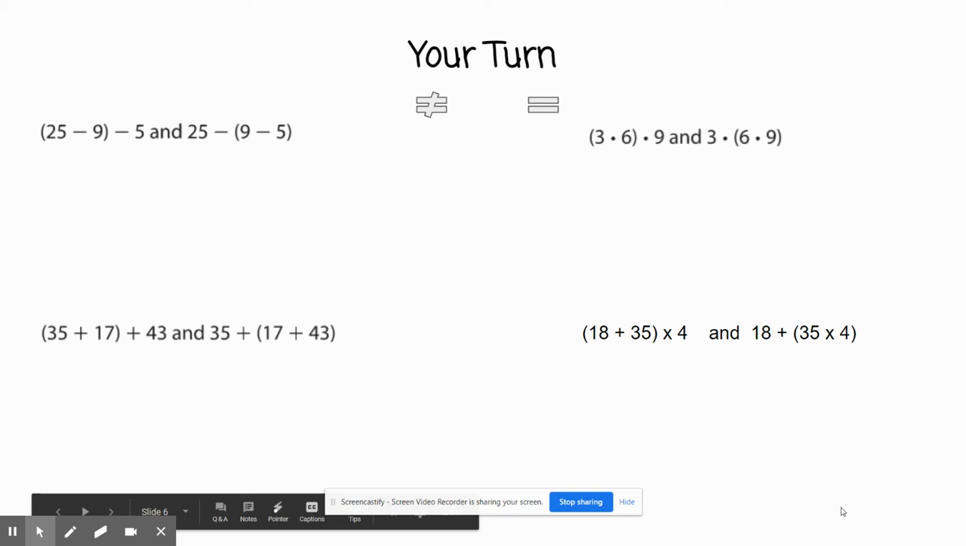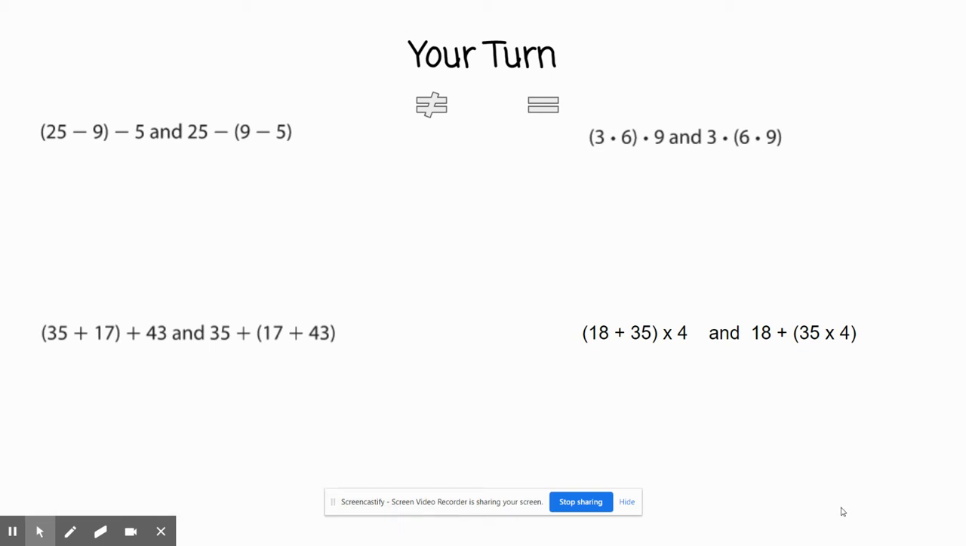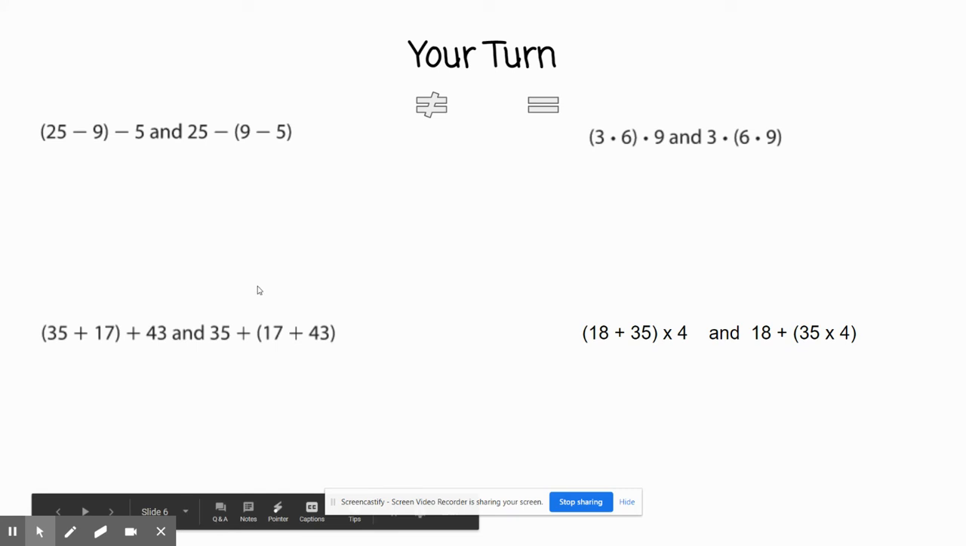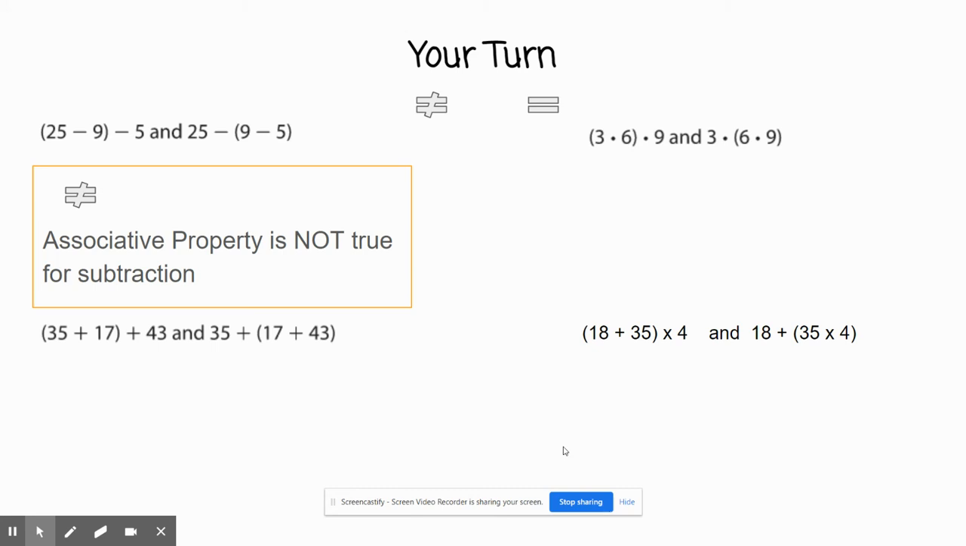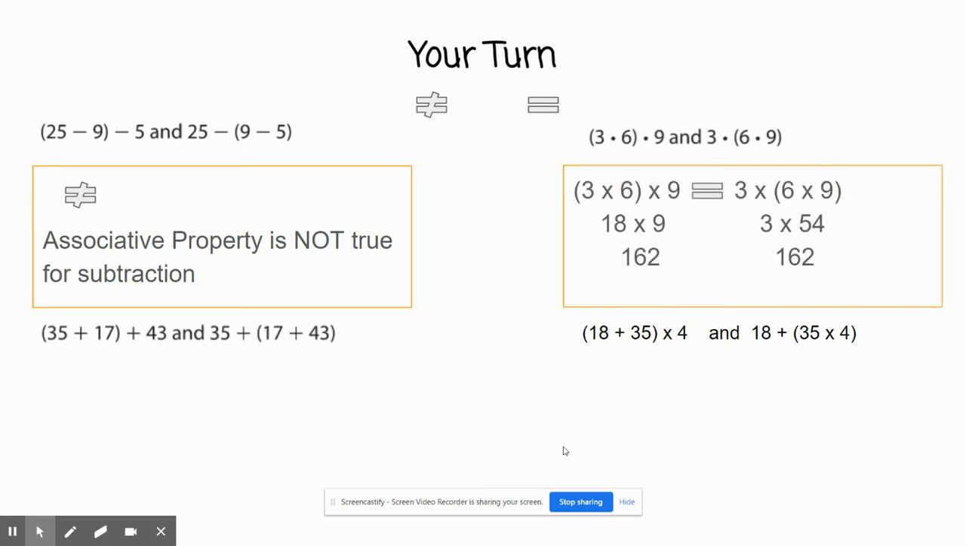Let's look at this first one. There we go. This first one, I just used what I knew about the property, the associative property, right? And I know it's not true for subtraction. So I said this is absolutely not equivalent. For the second one, I decided I was going to do the math. That's my preferred method anyway. And when I did the math, I got the same answer for both expressions. So they are definitely equivalent.